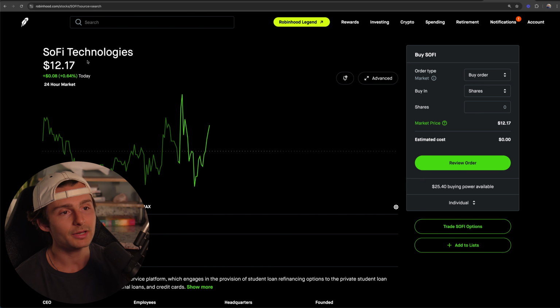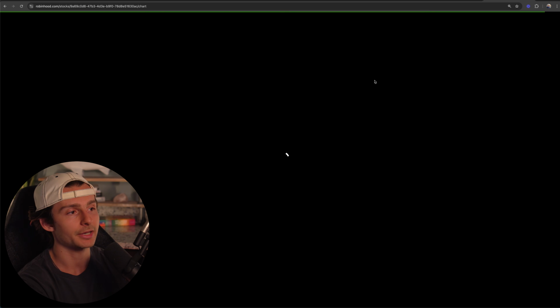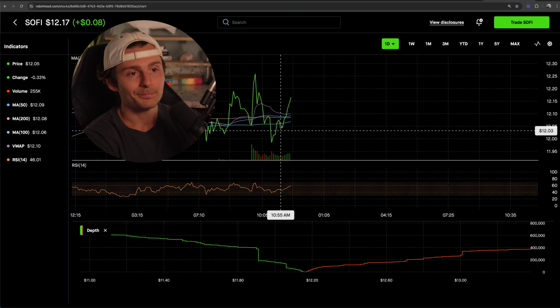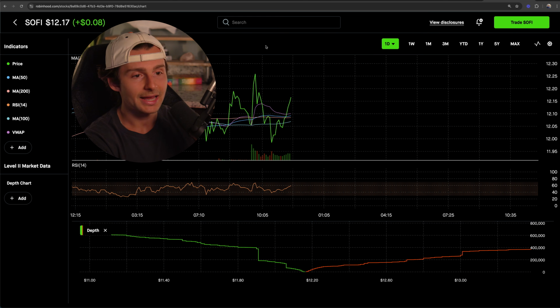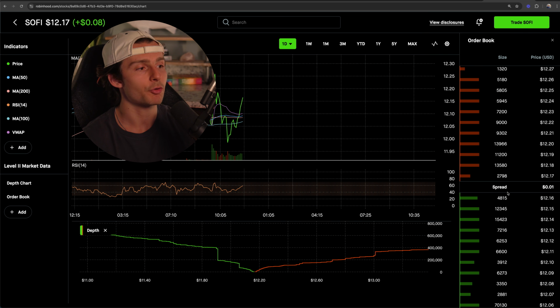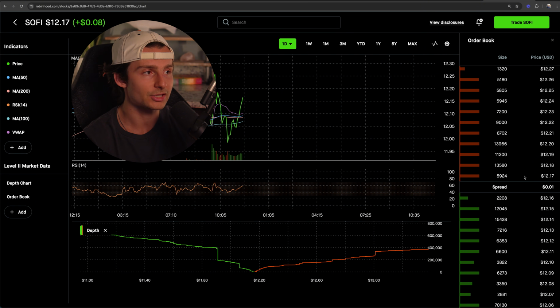But Robinhood doesn't really give you a great visual on that unless you click on the advanced button right here and you go to the advanced charts. Now you might get a bit more information about recent price action. You can also pull up level 2 market data. Now I'm going to add this right here so I can pull up the order book. And what it's going to show me is the difference of the spread. So on the right-hand side, we see that the spread is 1 cent. So we have the bid at 12.16 and the ask at 12.17. It's a 1 cent spread. That's more of a visual way to look at it.